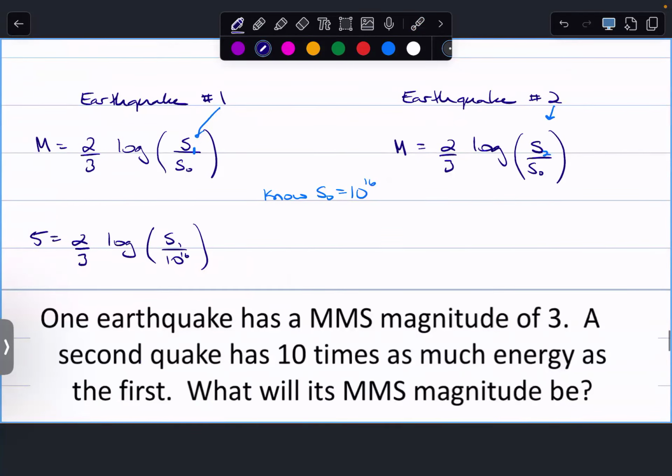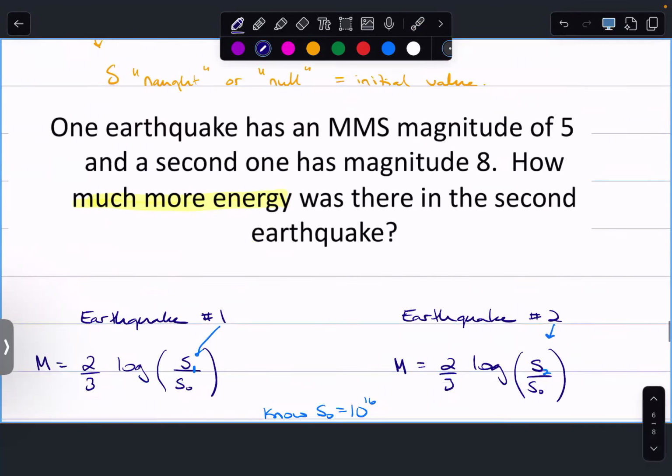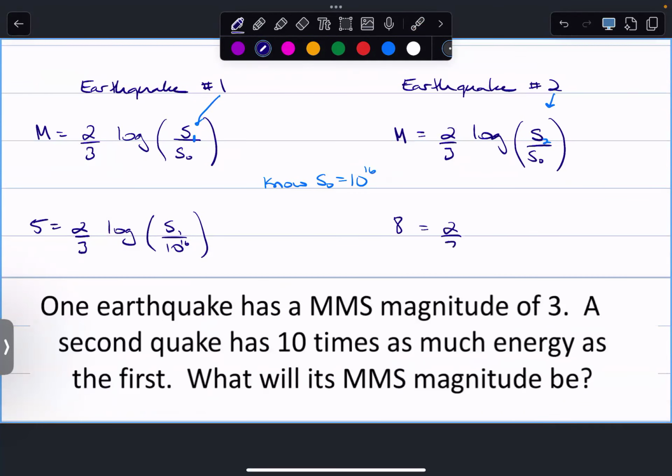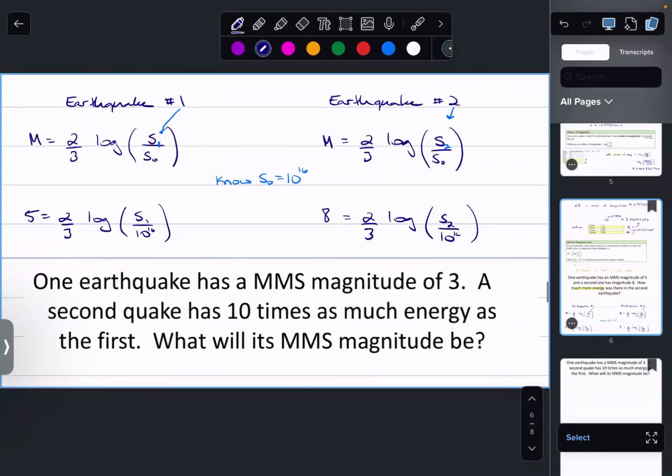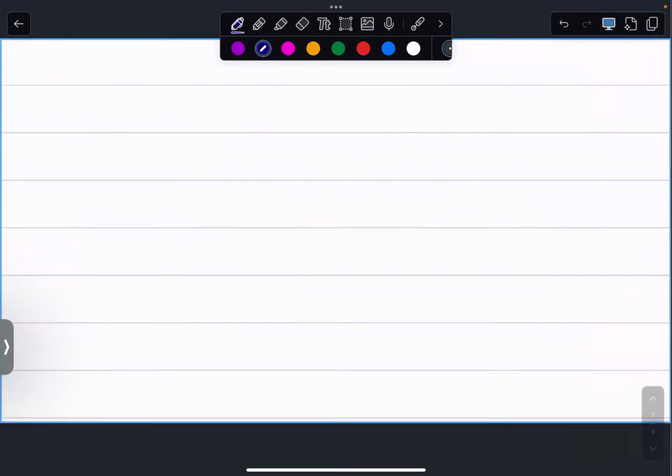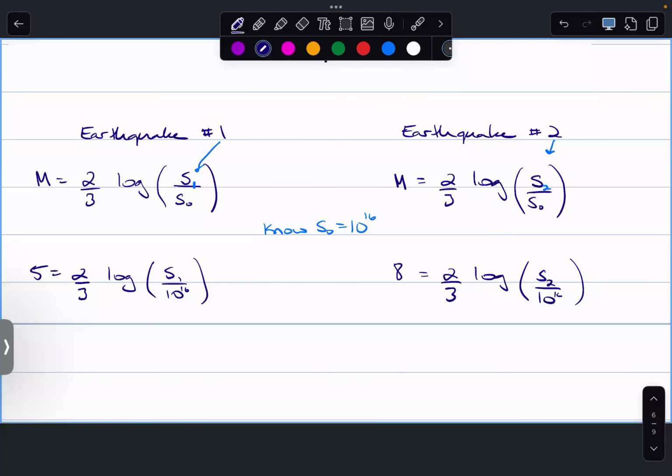And the second earthquake had a magnitude of 8, which is 2/3 times the log of S2 over S naught, which is 10 to the 16. I wonder if we should just keep it as S naught. We'll see. Doesn't matter. How do we solve? We know how to get at S1 and S2 individually.